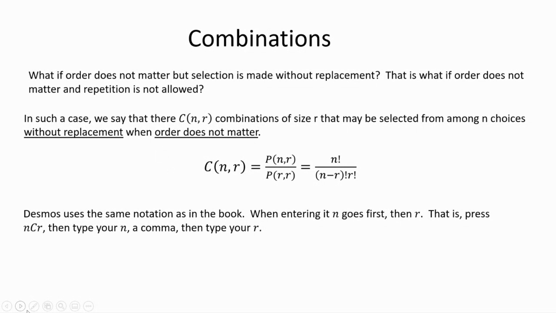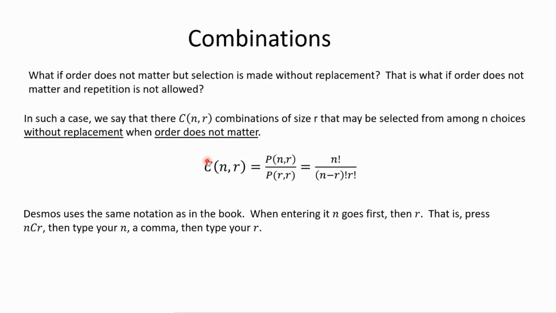Now we're in combinations. So here the question is, what if order did not matter? What if order did not matter and we're choosing without replacement? The order does not matter, however selection is made without replacement. Well, in this case, we're not going to have permutations, because permutations are where the order does matter. Here, the order does not matter. Here, we're going to have what's called a combination.